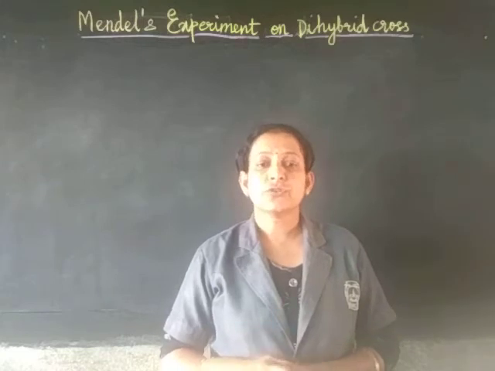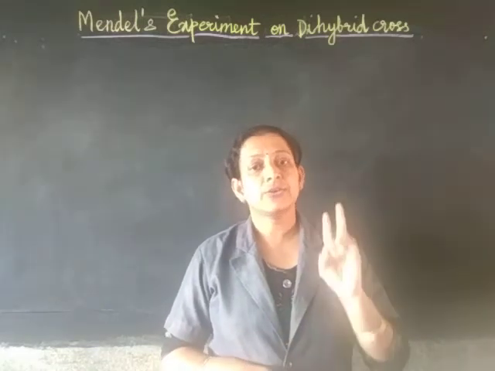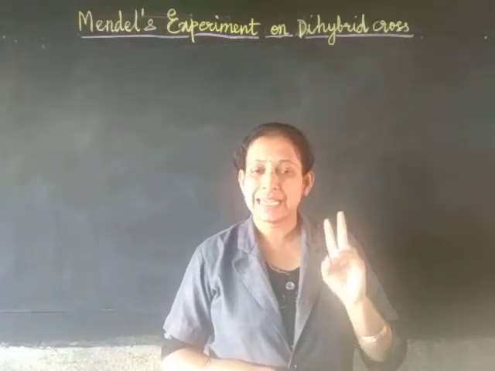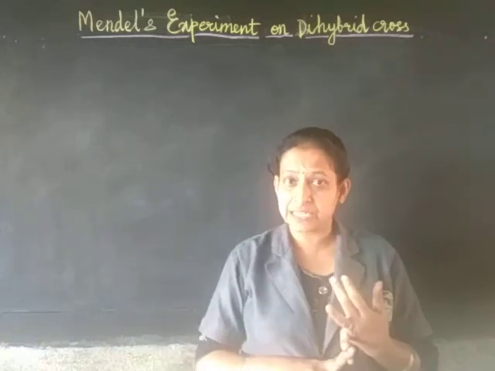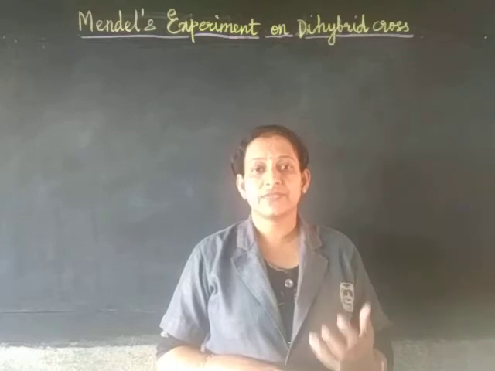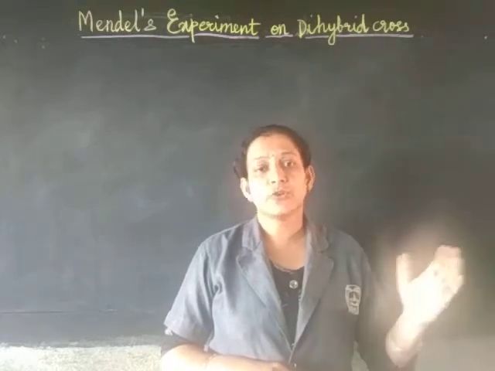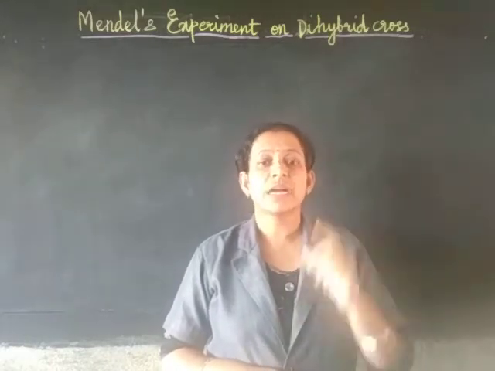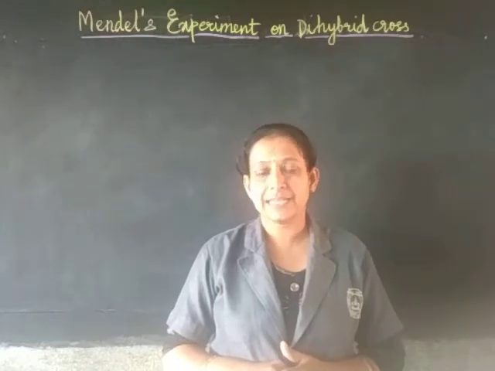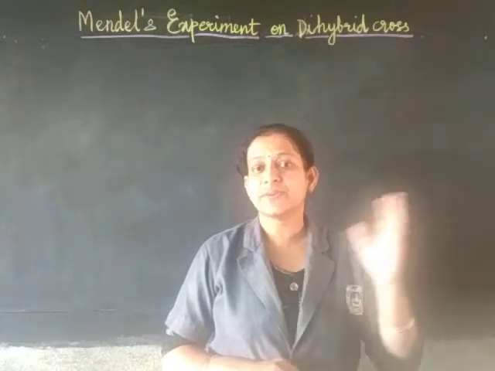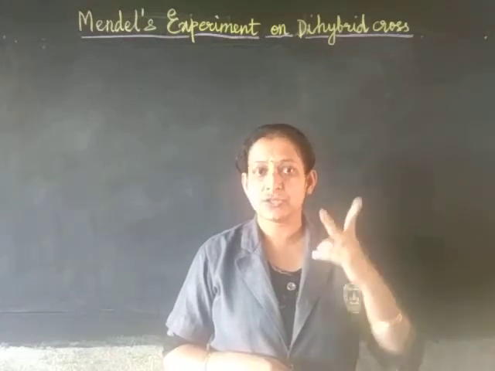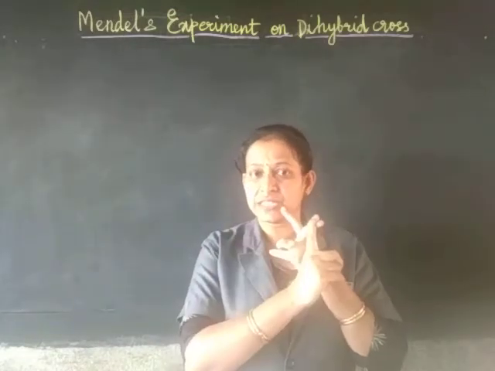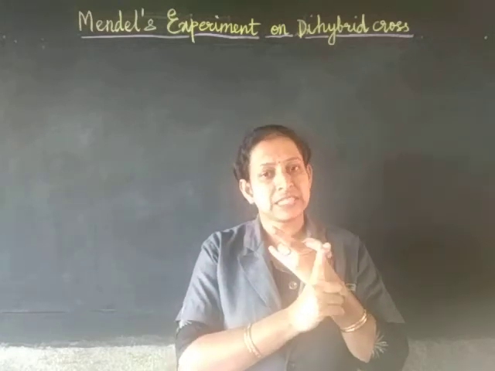Dihybrid cross. For dihybrid cross he used two pairs of contrasting characters. One was the shape of the seed and second was the color of the seed. In monohybrid cross he had used height as the character, and the contrasting characters were tallness and dwarfness. Here he used two different characters: one was shape of the seed and second was color of the seed.